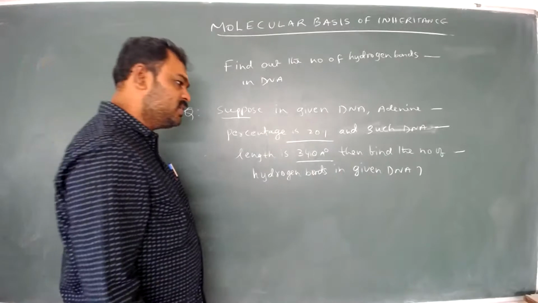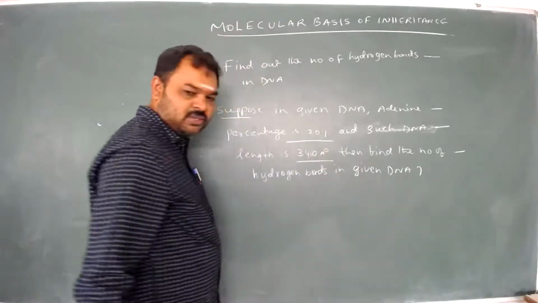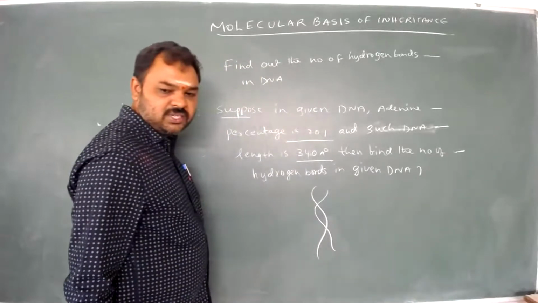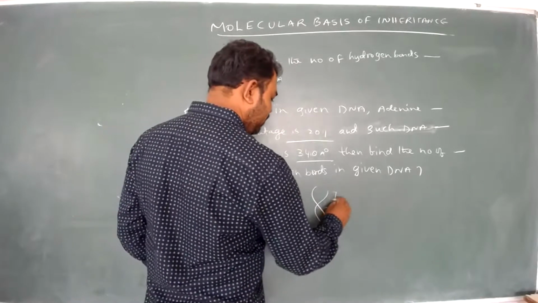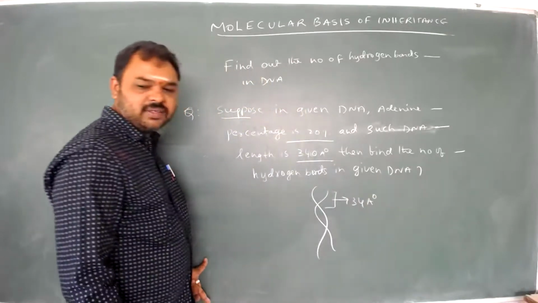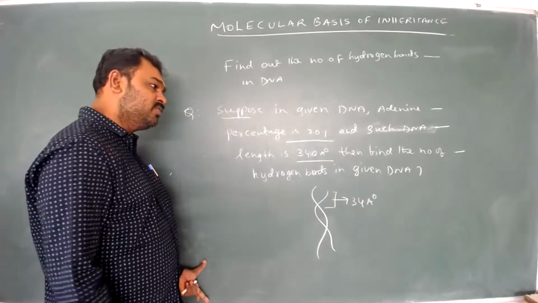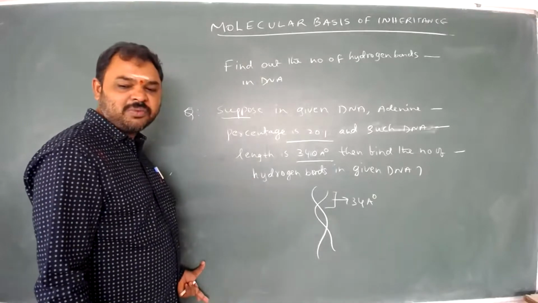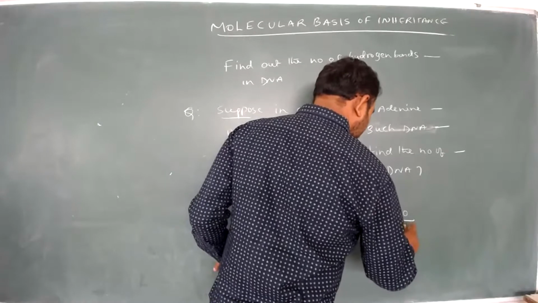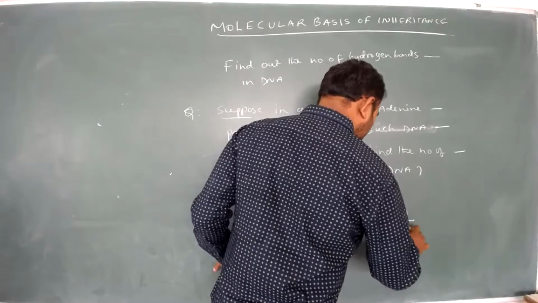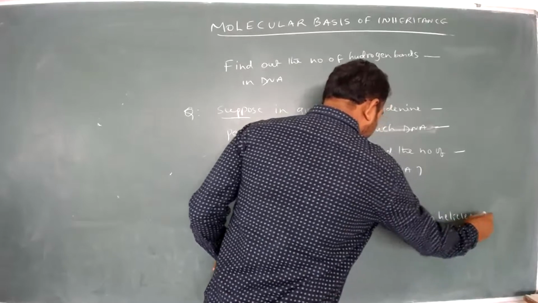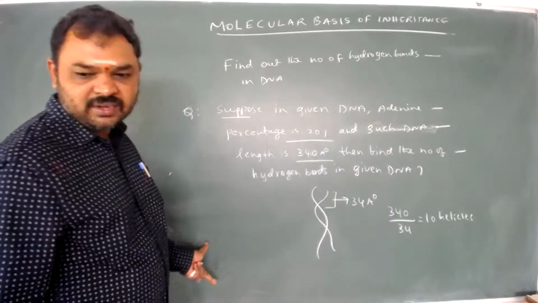You can see this here, 340 angstroms. This is the DNA. DNA length means one helical turn you take. What is the one helical length? 34 angstroms. So 340 angstroms means how many helicals are there? 340 divided by 34 angstroms. How many helicals are there? 10 helicals. The given DNA consists of 10 helicals.